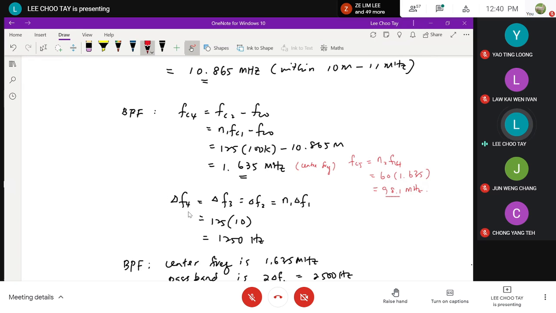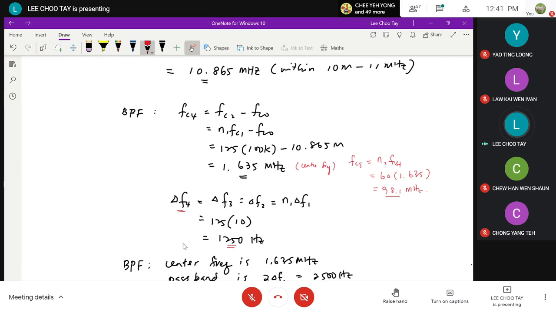All right, then the pass band of a bandpass filter comes from your delta F4, the frequency deviation. So delta F4 basically is the same as delta F3, same as delta F2, isn't it? Because the bandpass filter is not supposed to change your frequency deviation, and the mixer also is not supposed to change your frequency deviation. So that leaves us delta F4 being the same as N1 delta F1. So N1 delta F1 will be 1250 hertz.